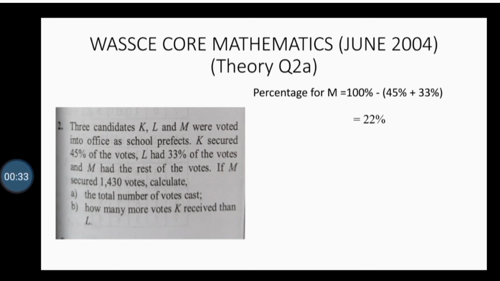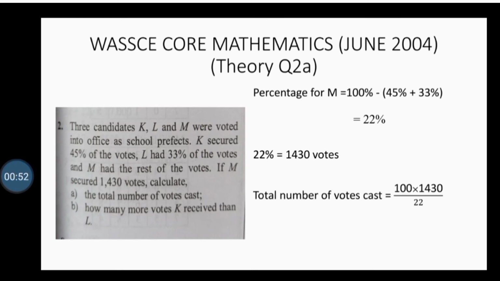The question also stated that M secured 1,430 votes, which means 22% is equal to 1,430 votes secured by M. Now we need the total number of votes cast. 22% of the vote was secured by M, which is equal to 1,430 votes. Then 100% will be equal to the total number of votes cast, which is 100 times 1,430 all over the 22%, which will give us 6,500 votes as the total number of votes cast.